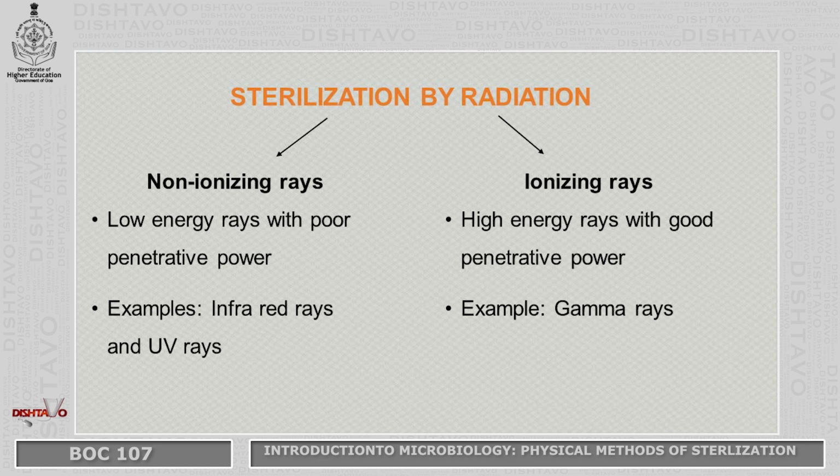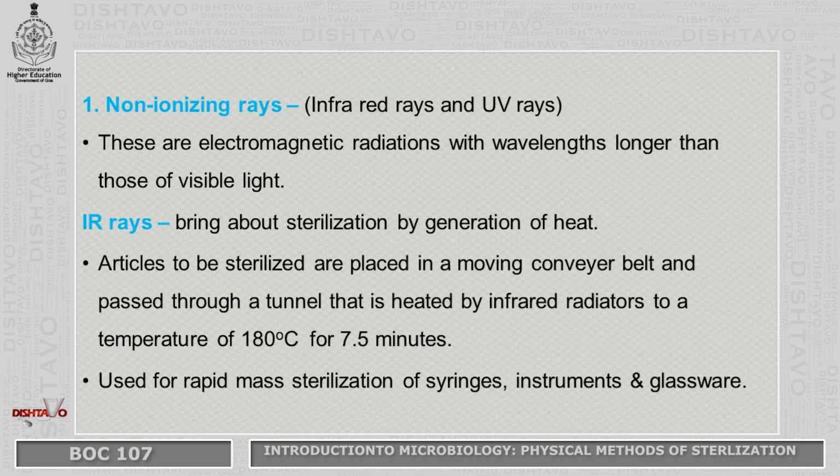Next is sterilization by radiation. Radiation is basically of two types, non-ionizing and ionizing. Non-ionizing rays are low energy rays with poor penetrative power. Examples are infrared rays and UV rays. Ionizing rays are high energy rays with good penetrative power. Examples are gamma rays.